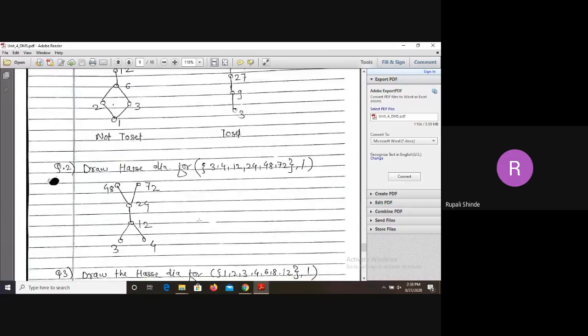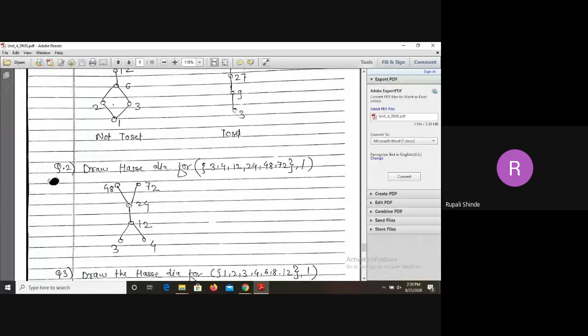So here the first element is 3, the next one is 4, but there is no relation, that is the divides relation, between 3 and 4. So we have to place these two elements at separate places and there is no line between these two elements. Now the next one is 12. So 3 divides 12, 4 divides 12, that's why these are connected by lines.